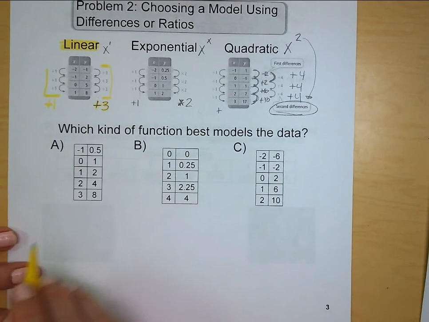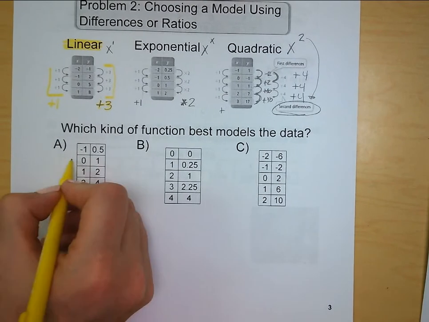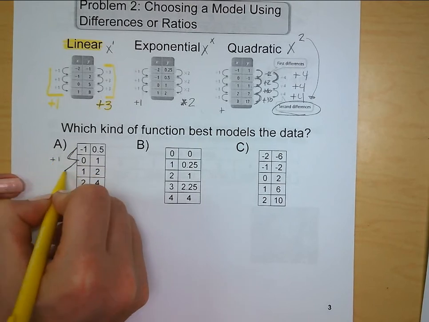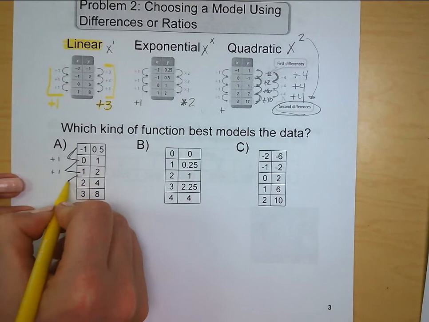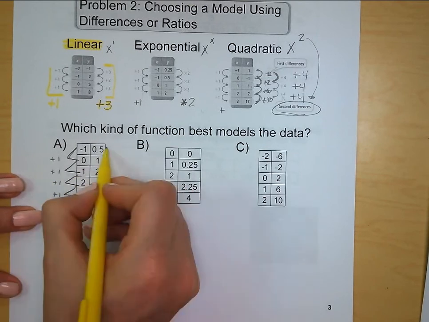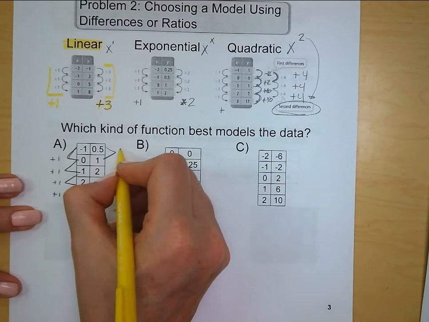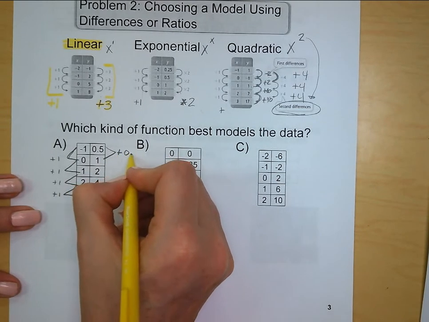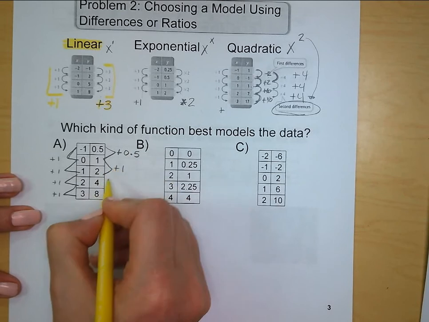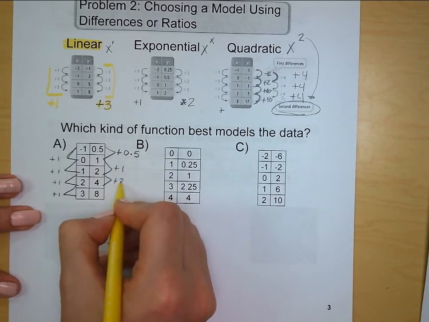So let's take a look at problem A. We are increasing our x values by 1 every single time. Now as we look at our y values, we're adding 0.5, we're adding 1. Okay, so we're not going to be linear.